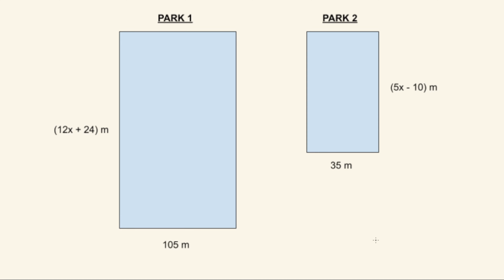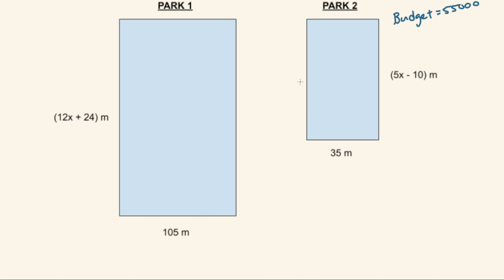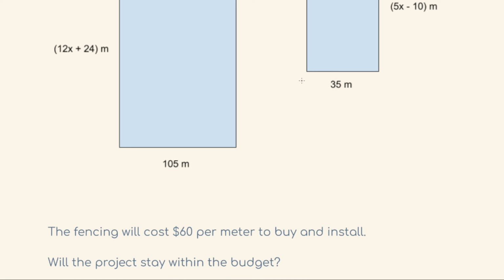Let's rewrite the information. We'll say budget equals $55,000. And actually, let's read the question because that might be important. The fencing will cost $60 per meter to buy and install. Will the project stay within the budget?